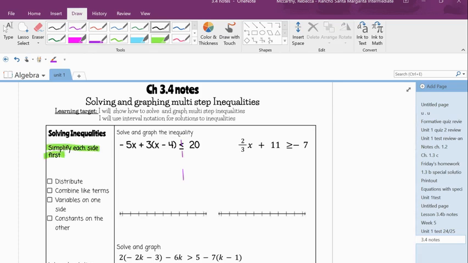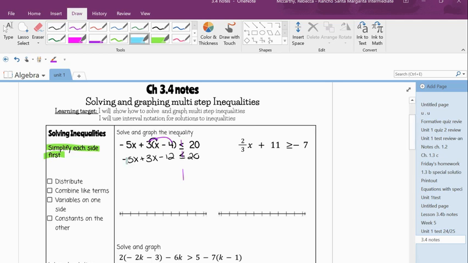So I'm going to distribute this 3 because I recognize that this 3 needs to be distributed. And I get negative 5x, which is not distributed because it's not touching the parentheses, plus 3x, and a plus 3 times a negative 4 is a negative 12, and on this side is 20.